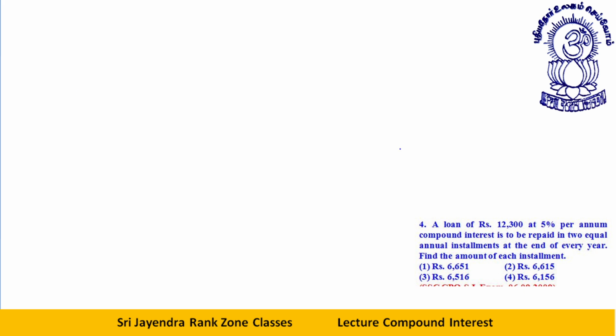A loan of rupees 12,300 at 5% per annum compound interest is to be paid in two equal installments at the end of every year. Find the amount of each installment. Direct logic, students. 100 rupees, how much is the interest? 5%. It becomes 105. This becomes 21 by 20.